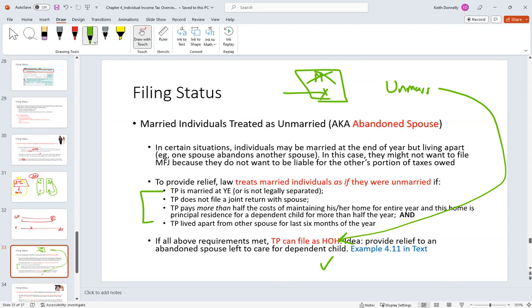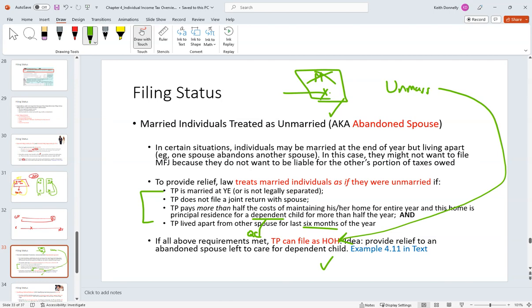And the criteria here is the taxpayer is married at year end, right, up there. They do not file a joint return. They pay more than half the costs of maintaining a home for the entire year. And this home is the principal residence for a dependent child. So when they say dependent, right, qualifying child, and the taxpayer lived apart from the spouse for the last 6 months.